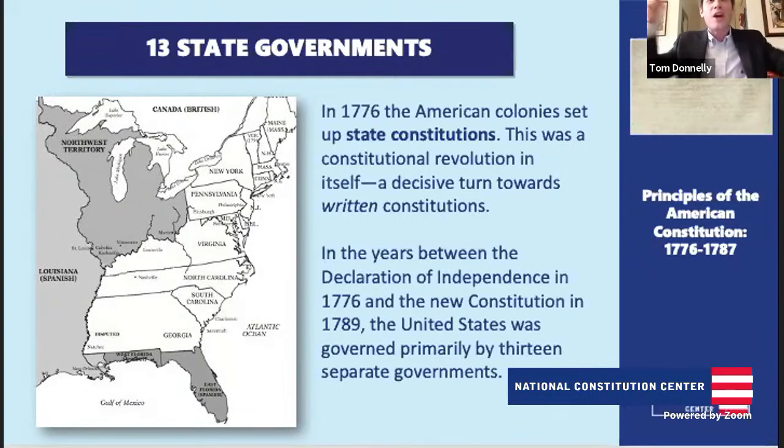And in many ways, because the national government is so weak, America as a whole is governed by 13 separate governments. So in 1776, the American colonies set up state constitutions. And this, again, was where, for a lot of the founding generation, the action was.